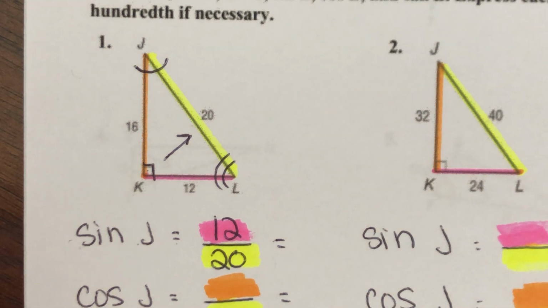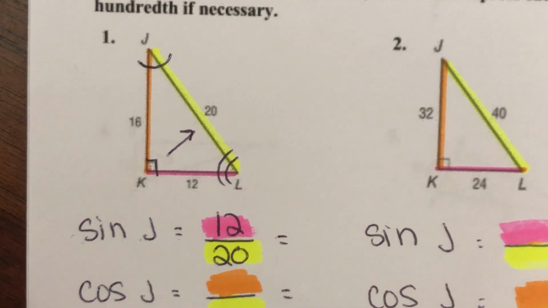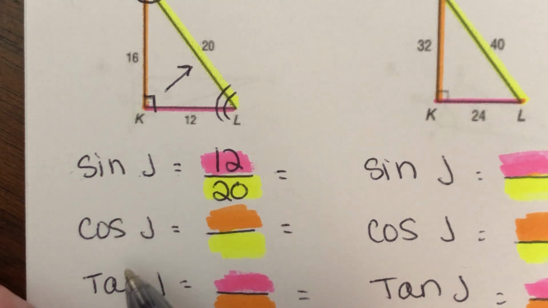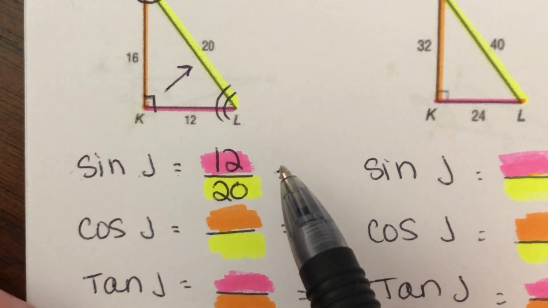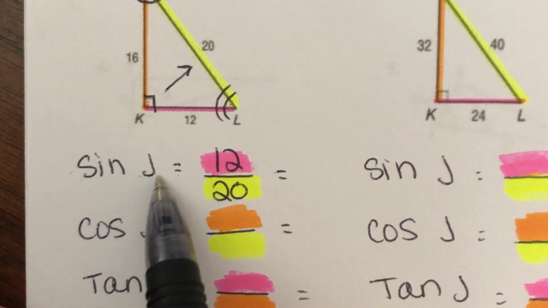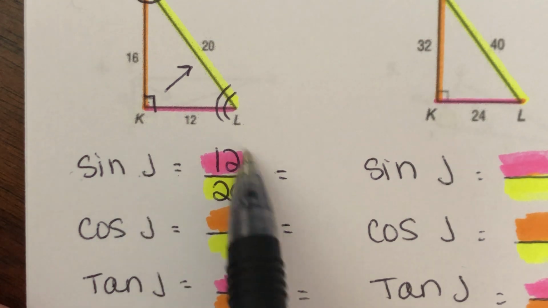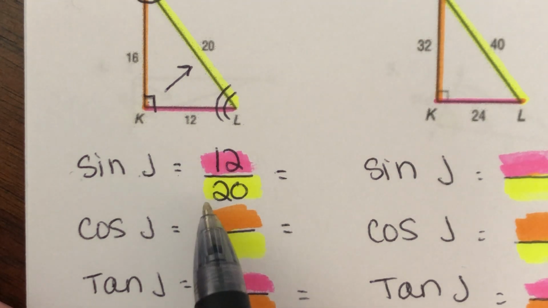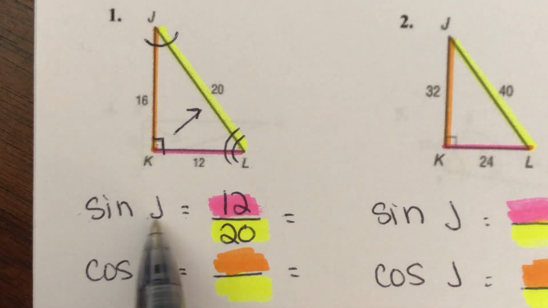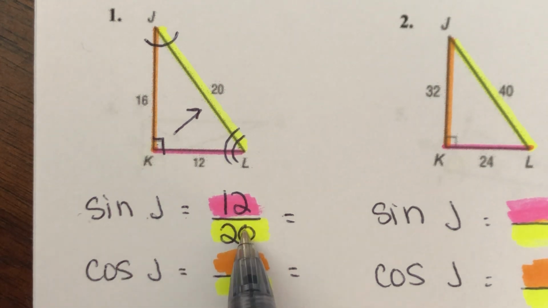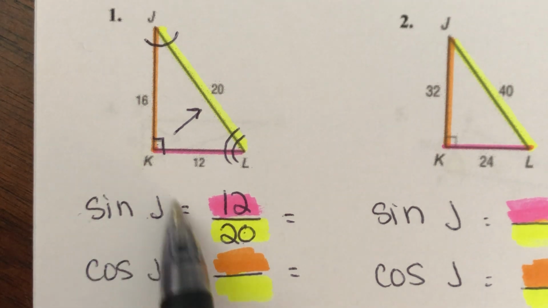And then, of course, we want to change 12 over 20 to a decimal. Now, the reason we're changing it to a decimal, because I always tell you guys, leave it in fraction form unless it gives you a decimal. For trig, you're going to change it to a decimal, because in the next video, I'll show you how to actually find the measure of angle J. Right now, we're not finding the measure yet. We're just setting it up to find it, right? So we know, not angle J, angle J is not equal to 12 over 20. The sine of angle J is equal to 12 over 20.